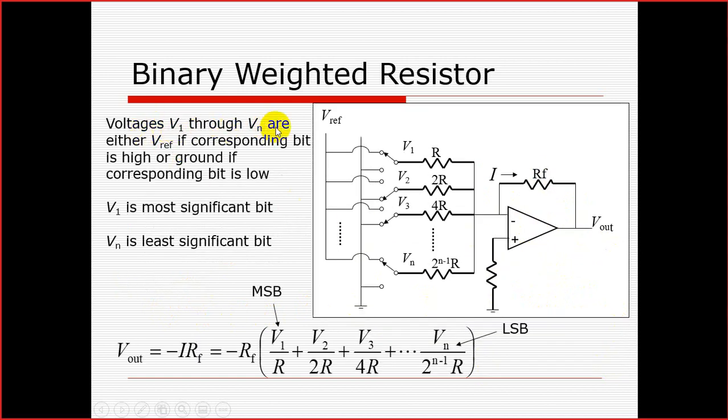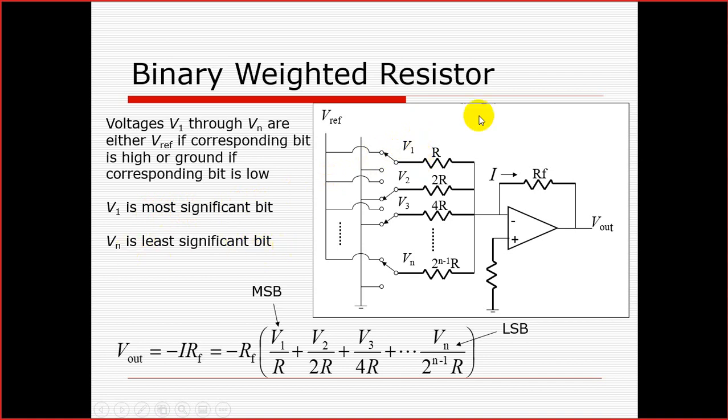Voltages V1 through Vn are either V reference if the corresponding bit is high, or ground if the corresponding bit is low. Look at this: voltages V1 through Vn can be either the V reference voltage, using the switch, or ground. So they may have only two values, either the reference voltage or the ground. V1 is the most significant bit and Vn is the least significant bit.